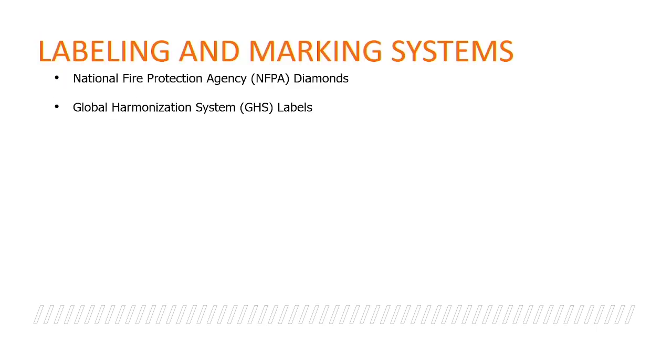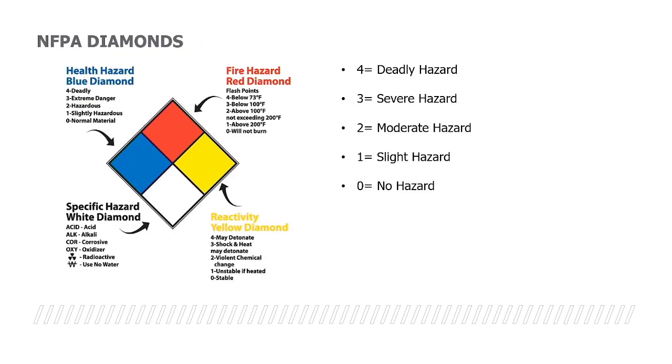Let's go to labeling. We have two types of labeling systems we use here at Oklahoma State University. The first one is what they call the NFPA, or National Fire Protection Association, Diamond. And the other part we'll actually be talking about is what they call the Global Harmonization System, or some people refer to it as the GHS labels. The NFPA Diamond basically was designed for the first responders. This information gives the first responders somewhat of an idea of the type of hazards they may encounter if they enter that particular location.